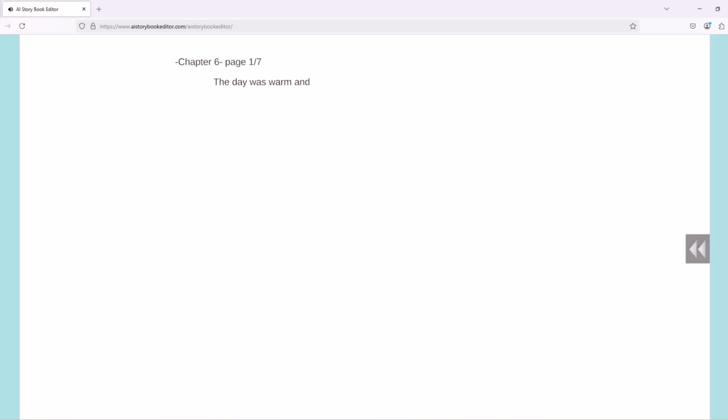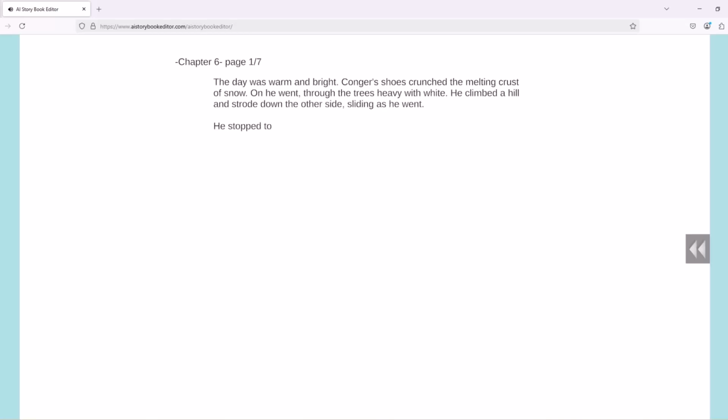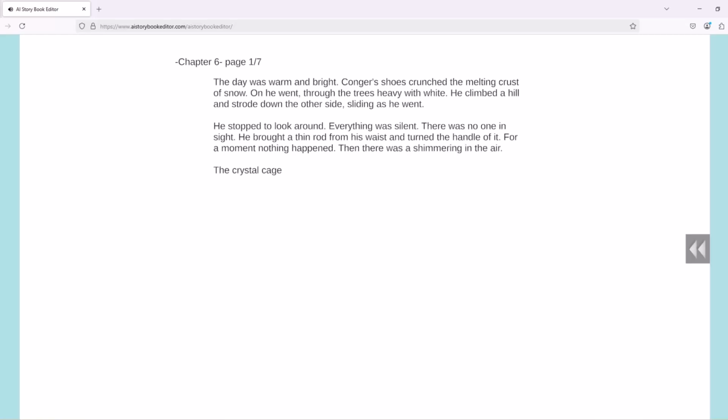The day was warm and bright. Conger's shoes crunched the melting crust of snow. On he went, through the trees heavy with white. He climbed a hill and strode down the other side, sliding as he went. He stopped to look around. Everything was silent. There was no one in sight. He brought a thin rod from his waist, and turned the handle of it. For a moment, nothing happened. Then there was a shimmering in the air. The crystal cage appeared and settled slowly down. Conger sighed. It was good to see it again. After all, it was his only way back.